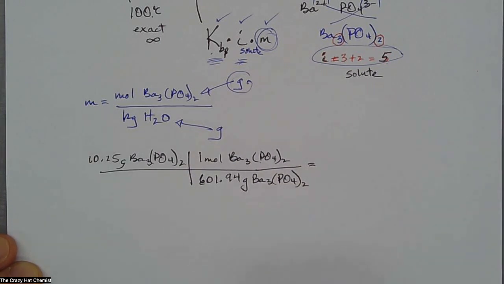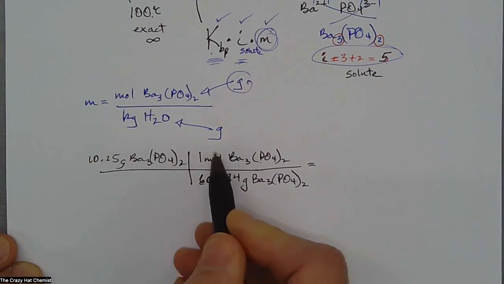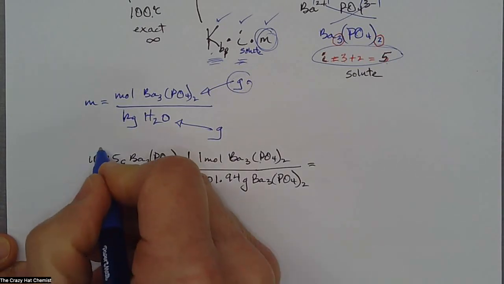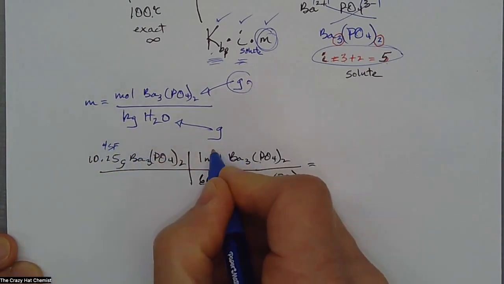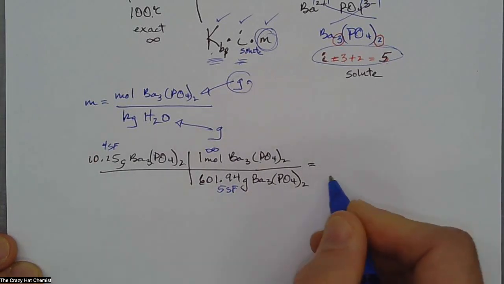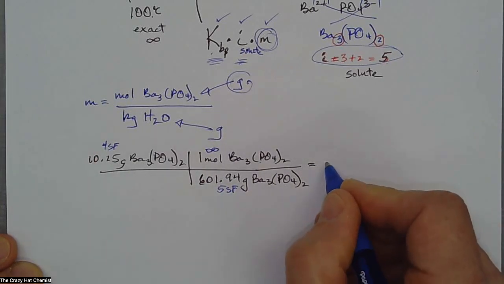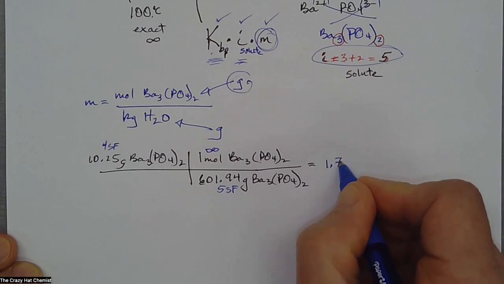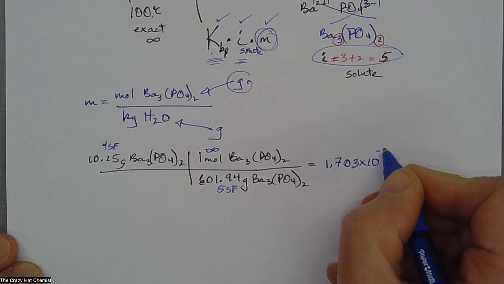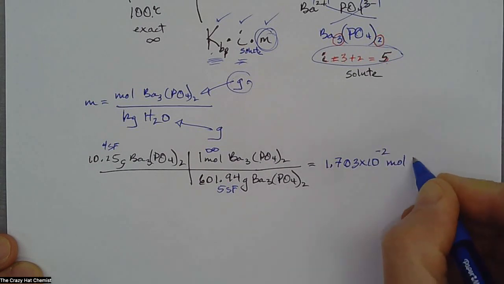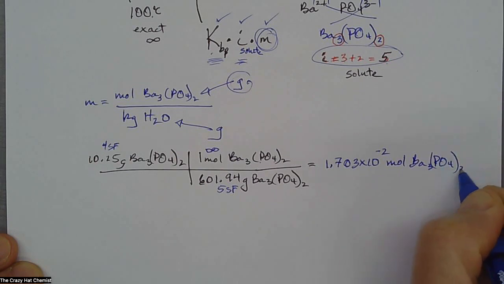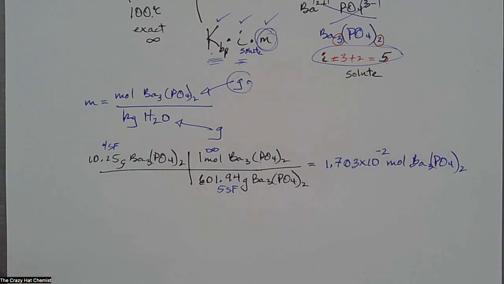All right, and then we're going to take this 10.25 times 1 divided by 601.94. This has 4 significant figures, this is an infinite number of significant figures, and this is 5 significant figures. So we're going to round this to 4 significant figures. It's going to be 1.703 times 10 to the negative 2 moles of barium phosphate. So double check that, make sure that you get that same number.